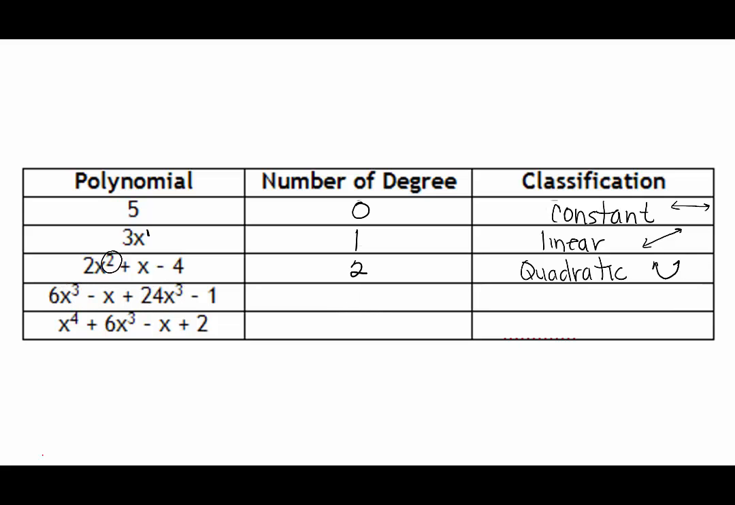For the next polynomial, we actually have 2 terms that have a degree of 3. We would combine like terms, and that would be 30x cubed. After we put them together, the entire polynomial would have a degree of 3 because it is the term with the highest exponent that determines the degree. So this would be a cubic, kind of like a parabola, but with the negatives pointing down.